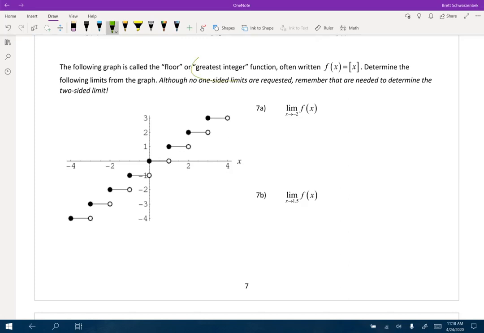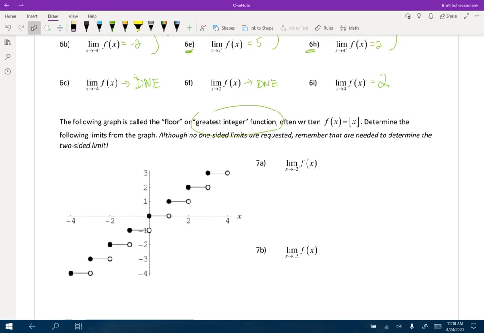floor or greatest integer function, and it's represented by the square brackets here of x. What does it mean? It's basically the greatest integer less than or equal to x. Okay, so just as a preview, if I was to say what is the greatest integer function of 0.5, then that would be what is the greatest integer that's less than or equal to that number? It's 0, right?